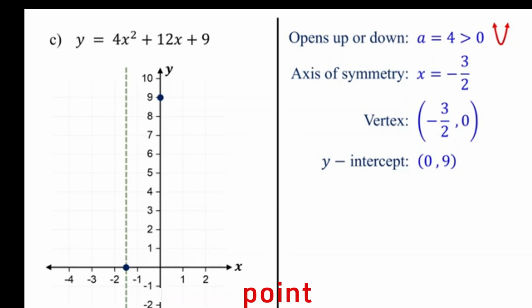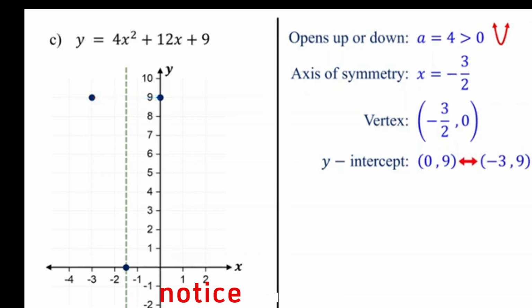Also locate a point symmetric to the y-intercept across the axis of symmetry. The y-intercept is 1.5 units to the right of the axis of symmetry. So, a point 1.5 units to the left of the axis of symmetry, which is (-3, 9), is also on the parabola. Notice that even though we know the x-intercept, which is the same as the vertex, we have only 3 points. But when graphing a quadratic function, I recommend having at least 5 points to plot a decent parabola.